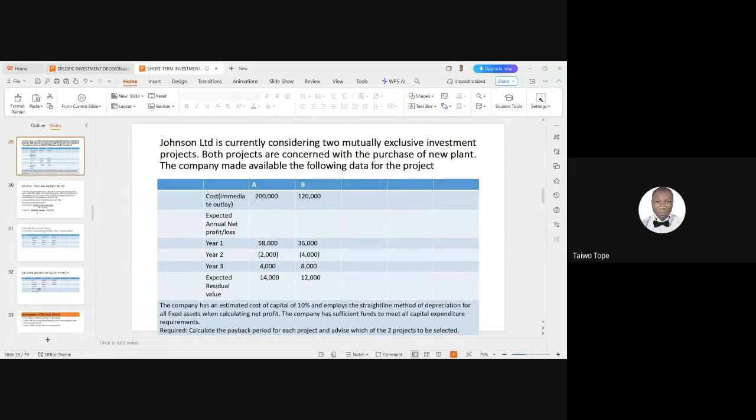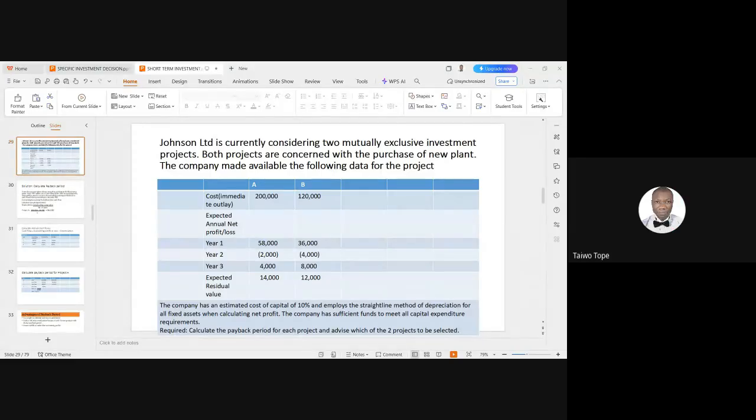So if you have not gotten that, you can get that after the class. Take your time and get it. Project B is 2.4 years.